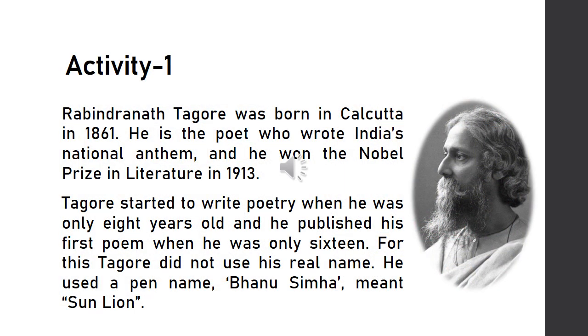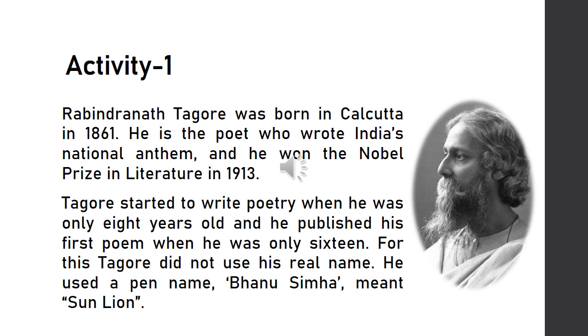Activity 1. Rabindranath Tagore was born in Calcutta in 1861. He is the poet who wrote India's national anthem and he won the Nobel Prize in Literature in 1913. Tagore started to write poetry when he was only 8 years old and he published his first poem when he was only 16. For this, Tagore did not use his real name. He used a pen name. Bhanu Simha meant sun lion.